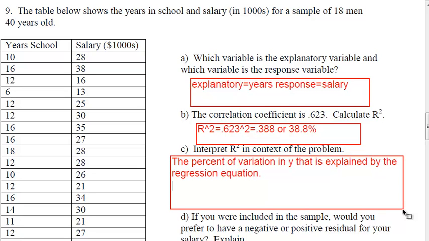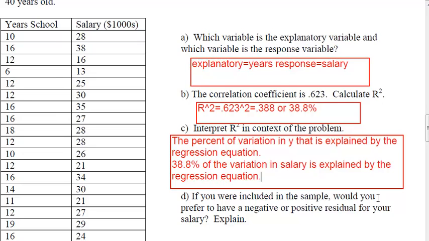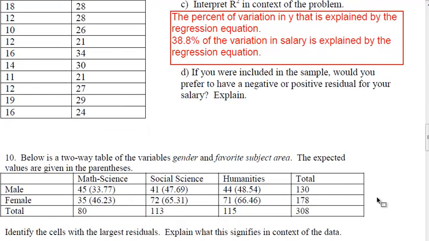And so if our value for R squared is 38.8%, so we can say 38.8% of the variation in y. Well, we need to put it in context of the problem. So the variation in salary is explained by the regression equation. Okay, so whenever you're talking about the variation in y explained by x, or the regression equation, that's R squared is what we're referring to. All right, let's go to the next one here.